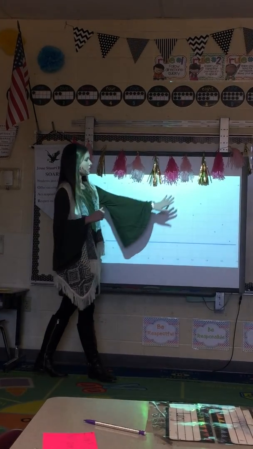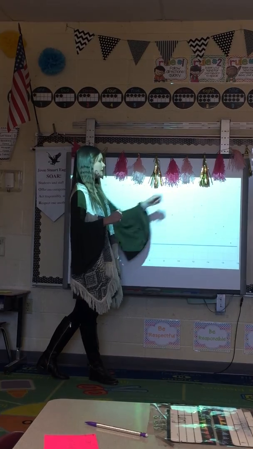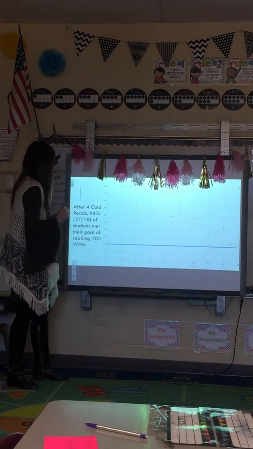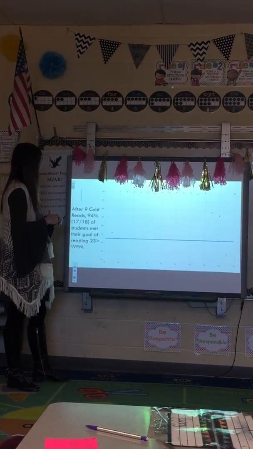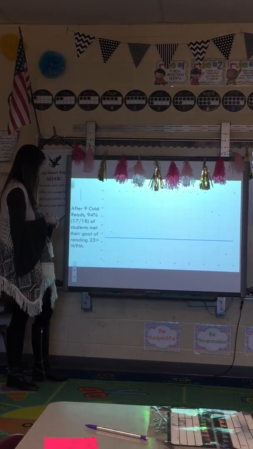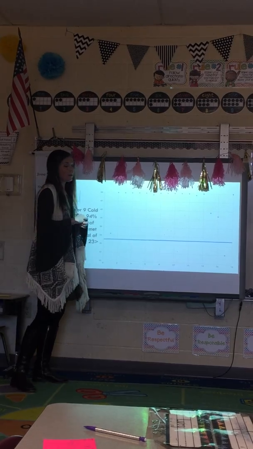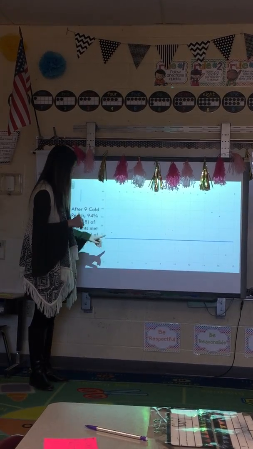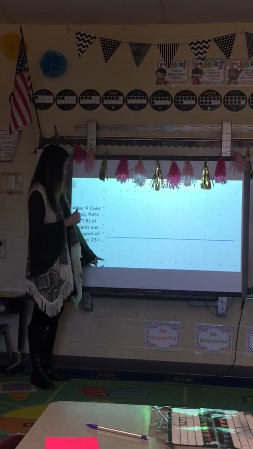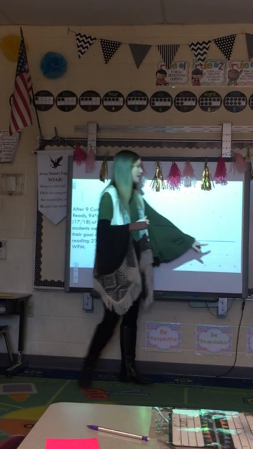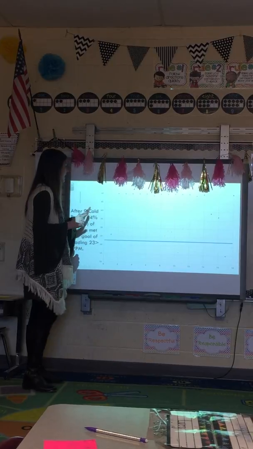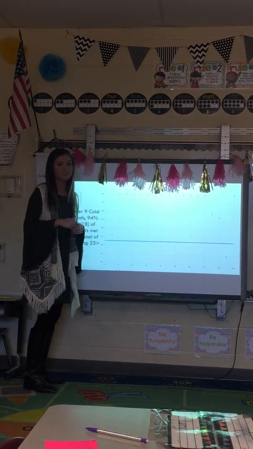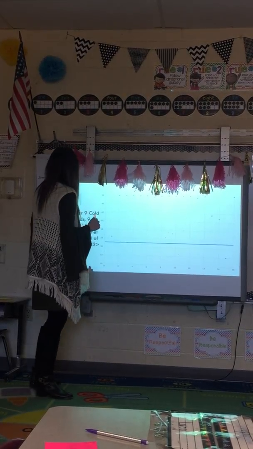So all of my other students are above, and you'll see that some of them that are on 50 even are higher. I just stopped the graph at 50. And then this is for my second goal. After 9 cold reads, 94% again met their goal of reading 23 words per minute or more. You'll see that even my student that didn't meet the first goal exceeded the second goal, and then another student actually was the one who did not meet that goal. So this is the same type of plotted graph, it's just a different goal. So 10 words the first time, 23 words the second time.